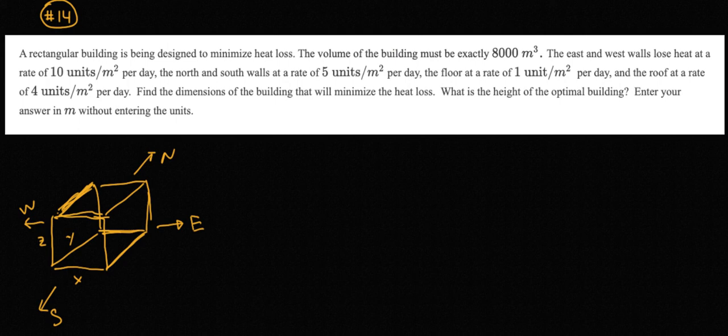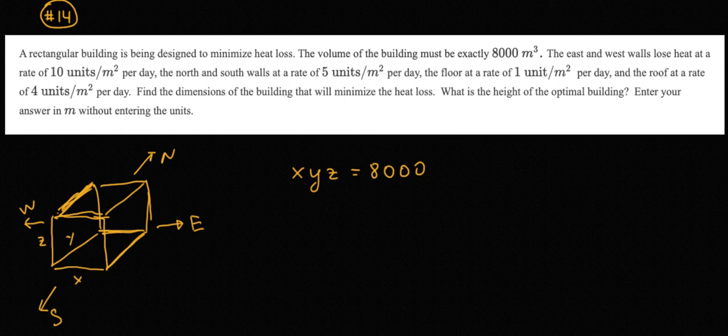Now the unknowns, the variables x, y, and z, in this problem are not independent. There is actually a constraint in the problem that these variables have to satisfy. Namely, the volume of the building must be exactly 8,000 cubic meters, and the volume of a rectangular building like this will be simply the product of x, y, and z. And so we have the following condition that the variables x, y, and z must satisfy: x times y times z must equal 8,000.